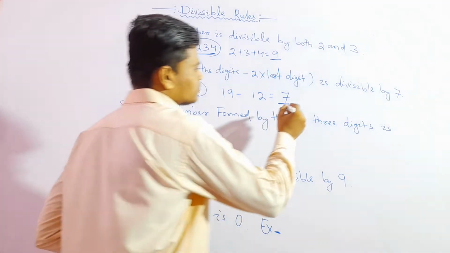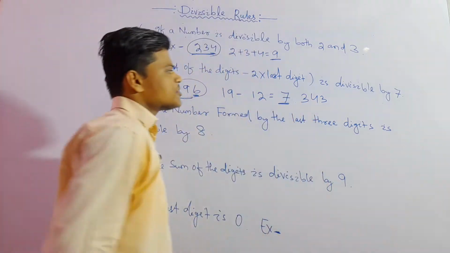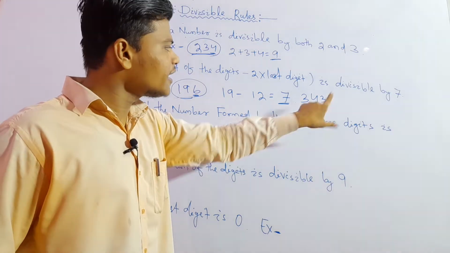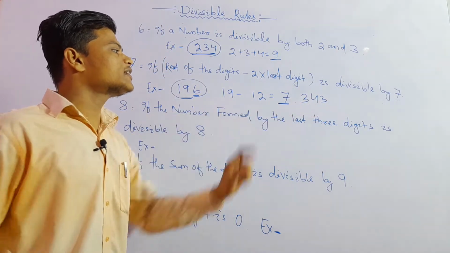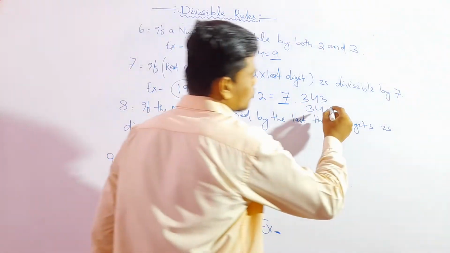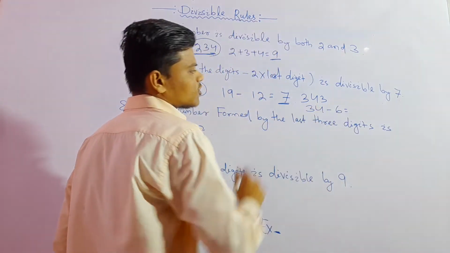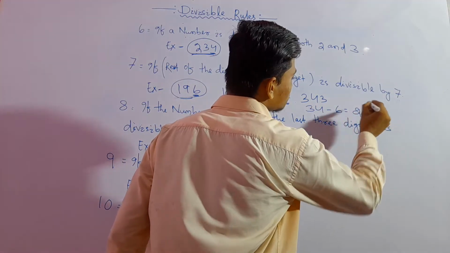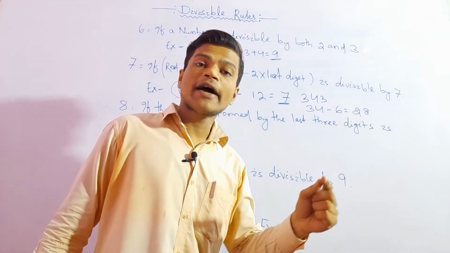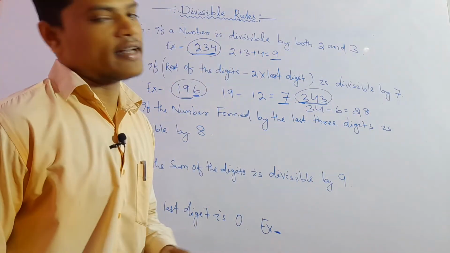See another number, 343. How can we know whether this number is divisible by 7 or not? Simply we check the last digit, which is 3, and the number formed by the rest of the digits, which is 34. So 34 minus 2 into the last digit: 2 into 3 is 6, and 34 minus 6 is 28. We need to check whether 28 is divisible by 7 or not. Yes, it is divisible by 7, so therefore the number 343 is divisible by 7.